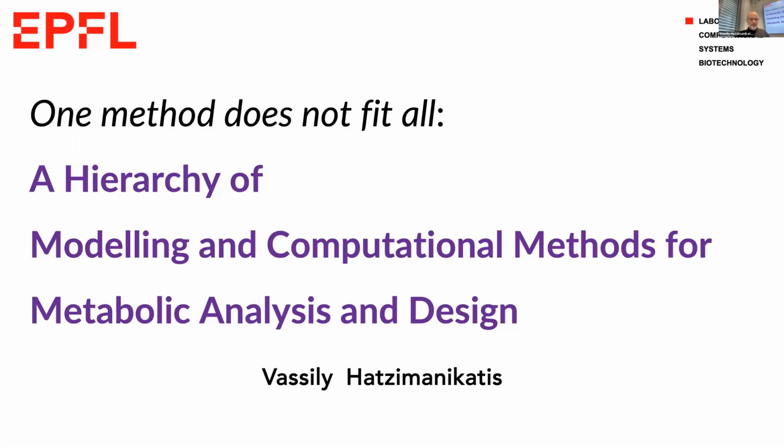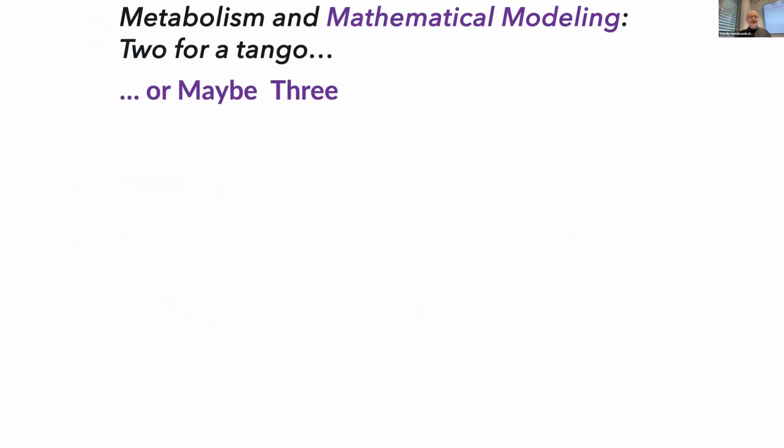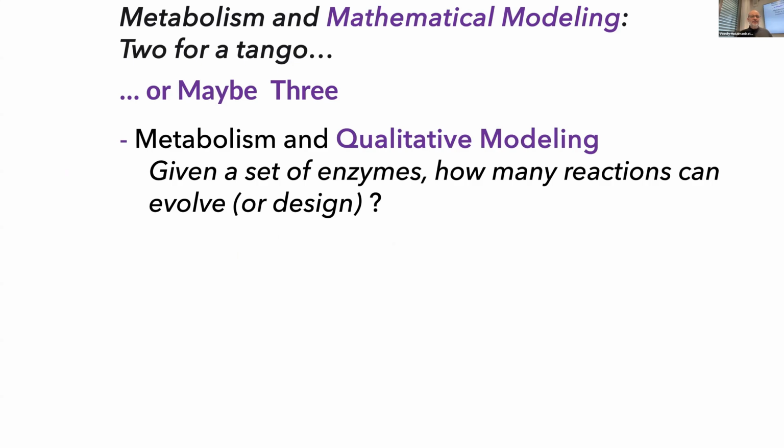As you have alluded, the title of the overall workshop is Metabolism and Mathematical Models, but I put it as modeling, 2 for a tango, but maybe 3, I would argue. For example, it's metabolism and qualitative modeling. So in the aspect of qualitative modeling, we have the question, given a set of enzymes, for example, how many reactions can evolve or can we design?